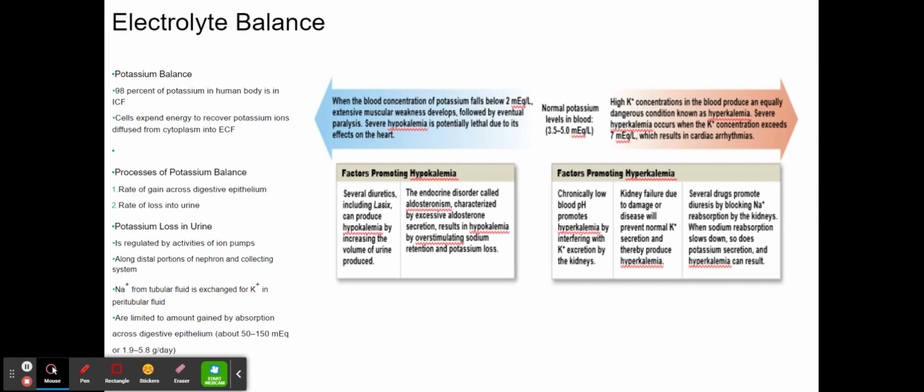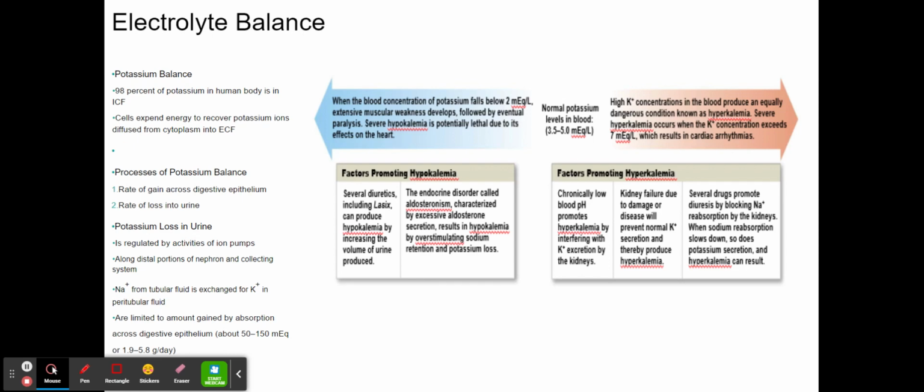About 98% of the body's potassium is in the ICF. Cells expend energy to recover potassium ions as they diffuse across their plasma membranes and into the ECF. The potassium concentration outside of the cell is relatively low, and the concentration in the ECF at any moment represents the balance between 1, the rate of gain across the digestive epithelium, and 2, the rate of loss to urine.